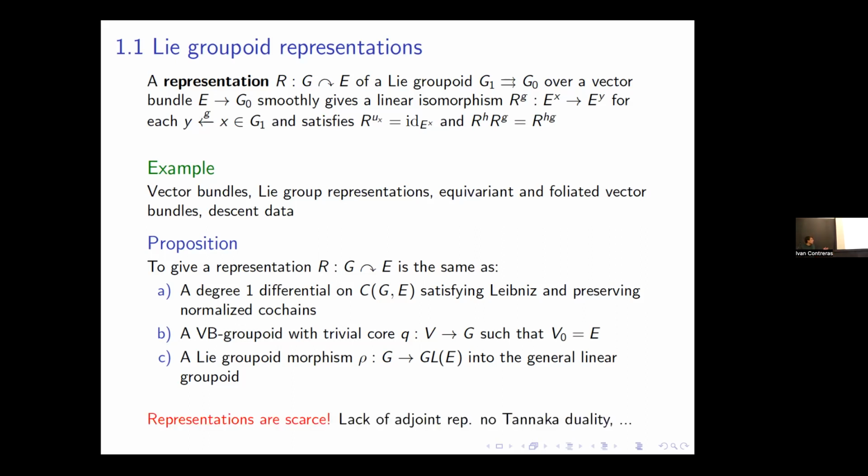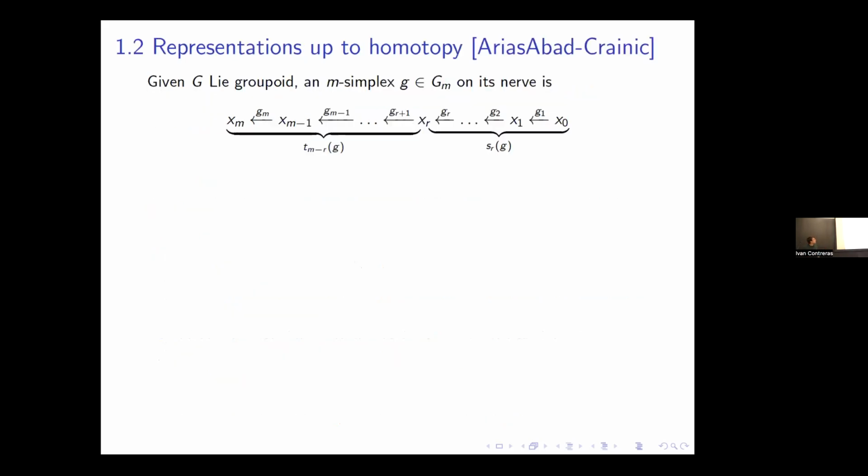But the problem with representations is that they are scarce. There are too few representations. There is no Jordan-Hölder representation. There is no Tannaka duality. And one heuristic explanation of this is that the vector bundles are too small to allow meaningful representations of Lie groupoids. You need more space. And this way, Camilo Arias Abad and Marius Crainic proposed representations up to homotopy as a generalization.